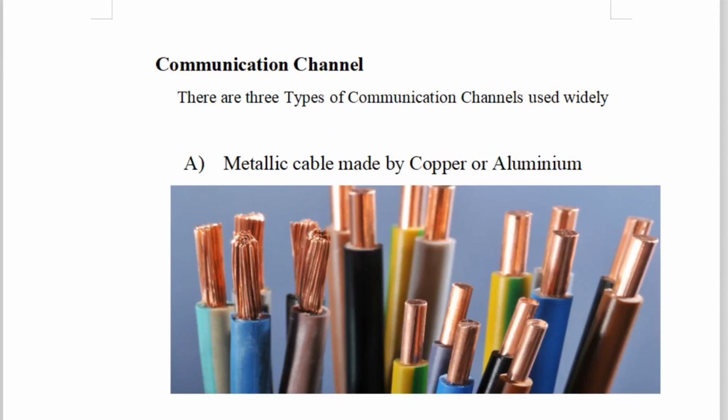So there are three types of communication channels used widely. Number one, metallic cables, made of copper or aluminum. All of you know that an electric signal is normally carried with the help of metal, so metallic cables are used. I have shown here various types of metallic cables which are used as a signal carrier. This is one communication channel.